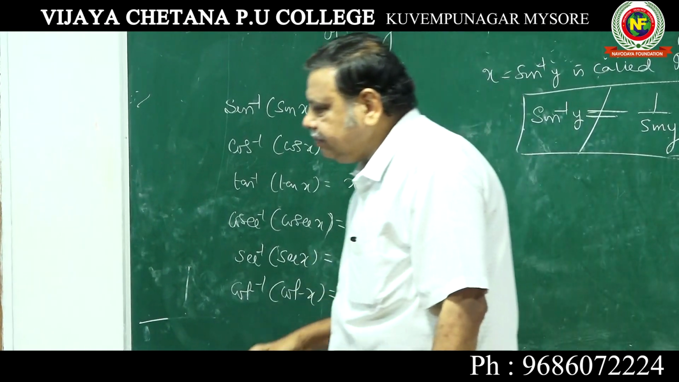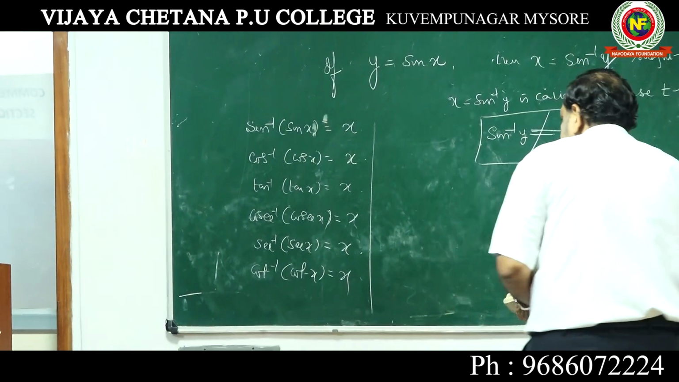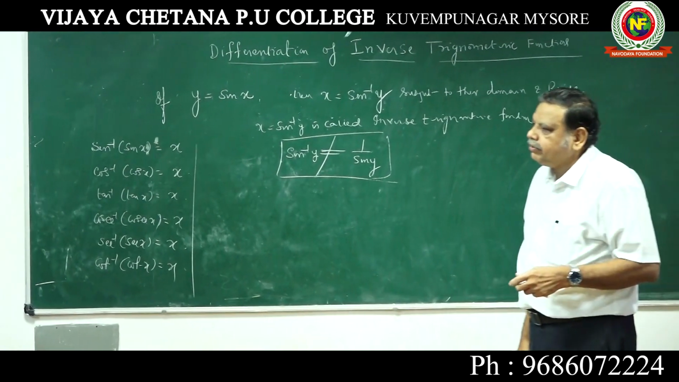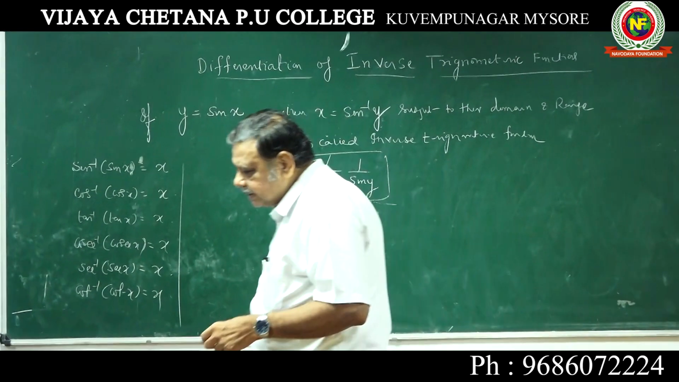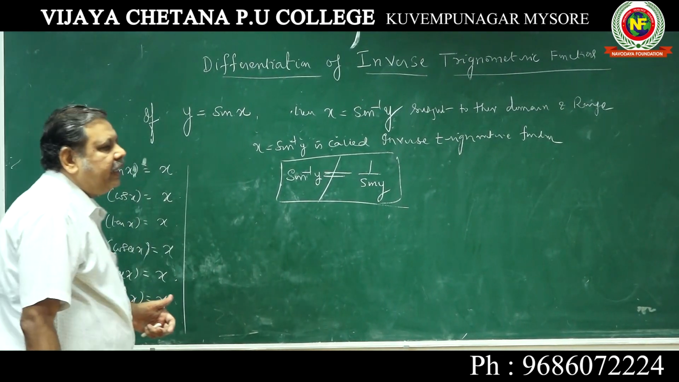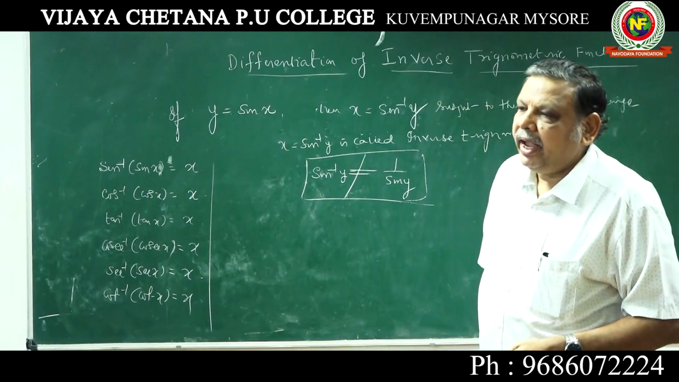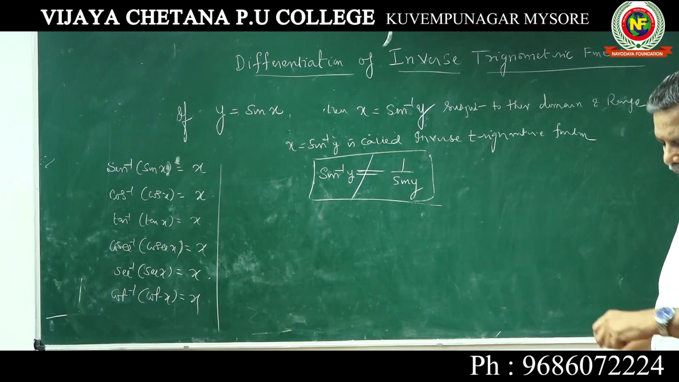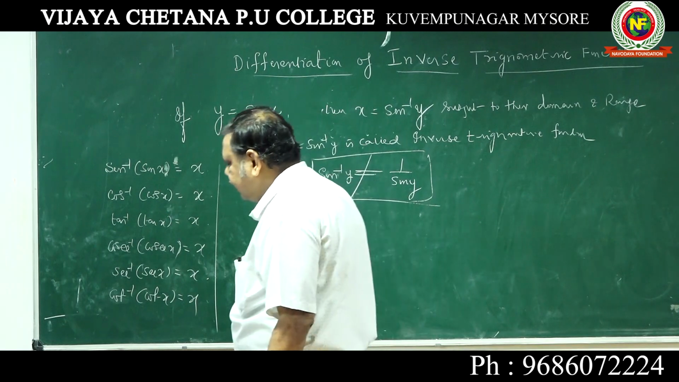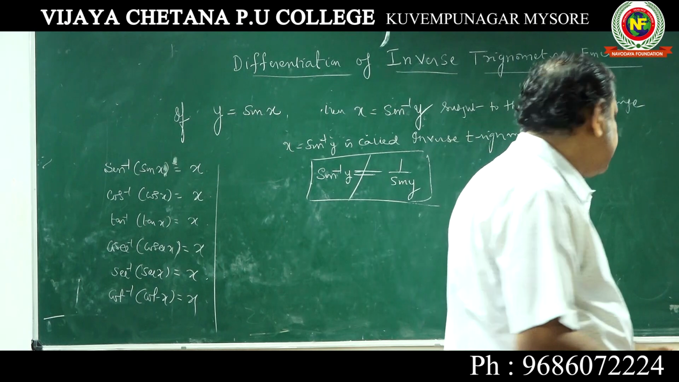You know, and that itself is a problem. But you should know these things because we require them for differentiation of inverse trigonometric functions. So now we shall try to arrive at what is d by dx of sin inverse x. There are 6 inverse trigonometric function formulas: d by dx of sin inverse x, d by dx of cos inverse x, d by dx of tan inverse x, d by dx of cosecant inverse x, d by dx of secant inverse x, and d by dx of cot inverse x. So we have to derive all the 6 one by one.